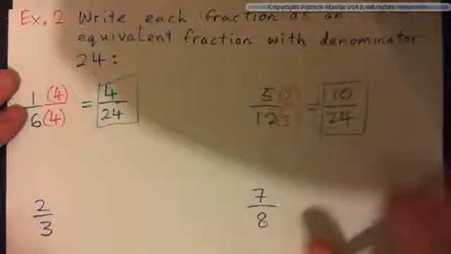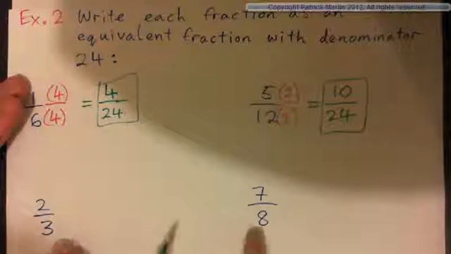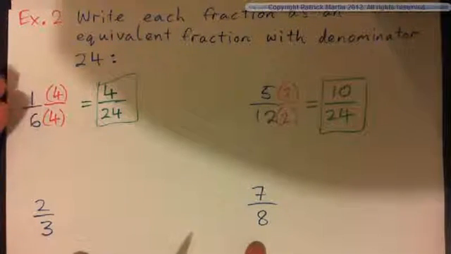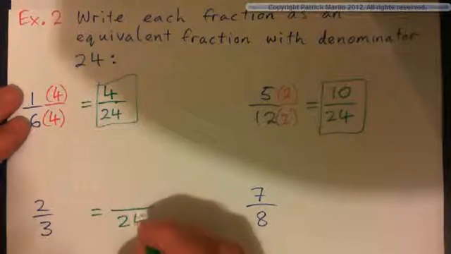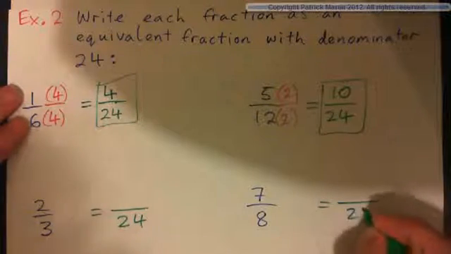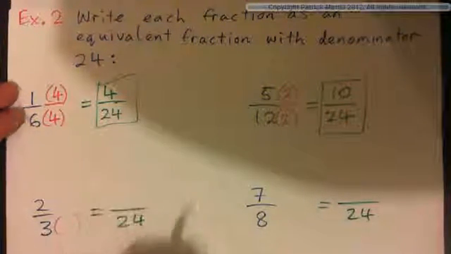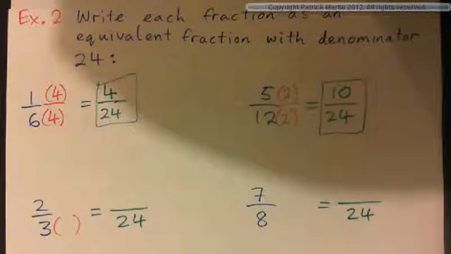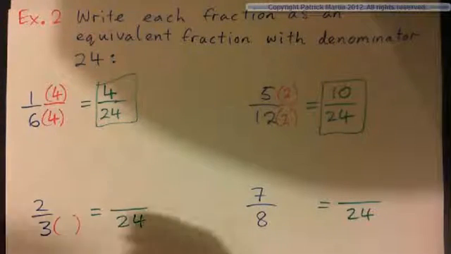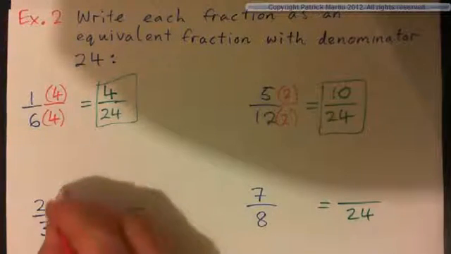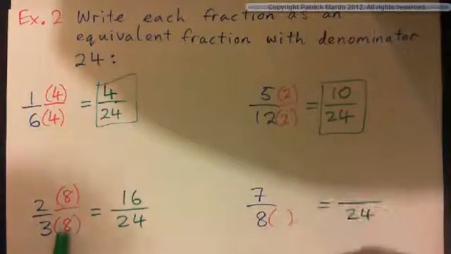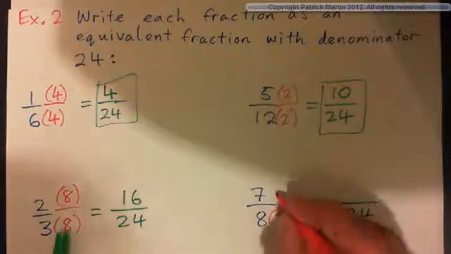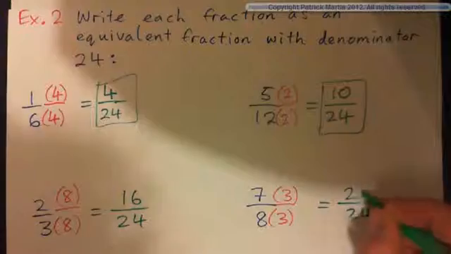So please press pause and do this one and this one. Write each of these fractions as an equivalent fraction with denominator 24. Remember, you've got to get 24 in the bottom for each of these. So what do you multiply the bottoms by? Well, 3 times 8 is 24, and I must multiply the top by 8 too, so that becomes 16 24ths. And 8 times 3 is 24, and I must also multiply the top by 3. So 21 24ths, right?